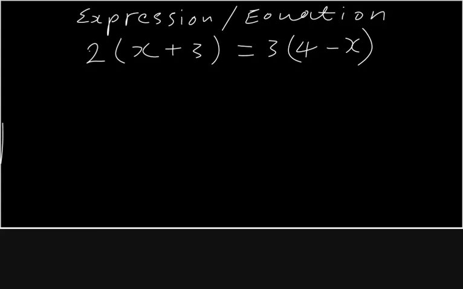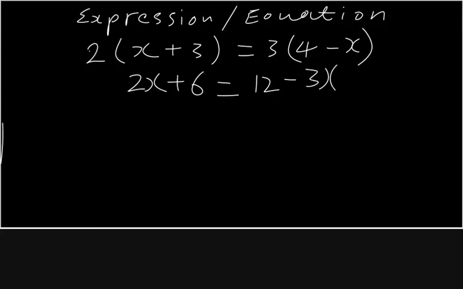So here now, 2 into x plus 3 is equal to 3 into 4 minus x. From here, 2 times x is going to give us 2x. 2 times 3 is going to give us plus 6. It's going to be equal to 3 times 4, which gives us 12, and 3 times minus x equals minus 3x. You see it?